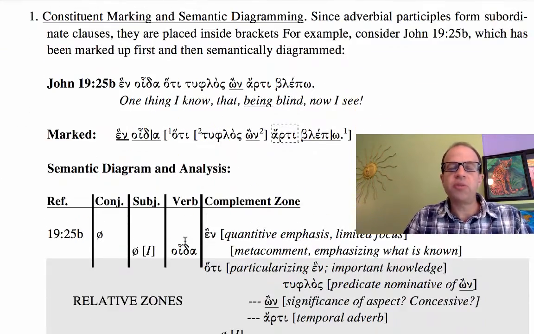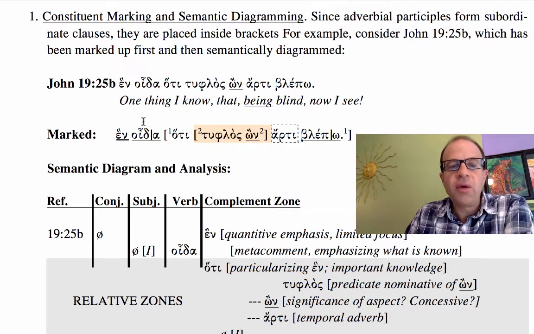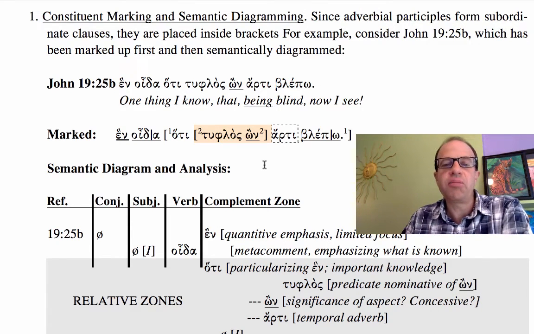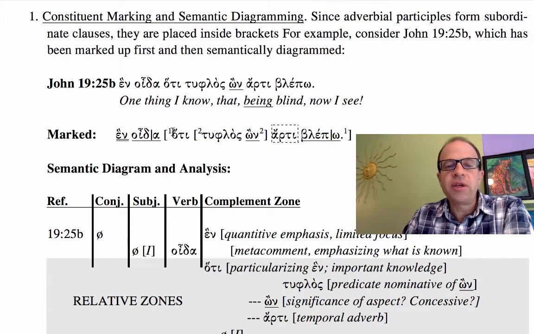Again, for circumstantial participles in the marking method, you use brackets. So in this example, one thing I know, that although I was blind, now I see, the phrase "although I was blind" is the circumstantial participle clause, and you put that inside of brackets. Remember that you can start to number the subordinate clauses by the brackets to help differentiate them.